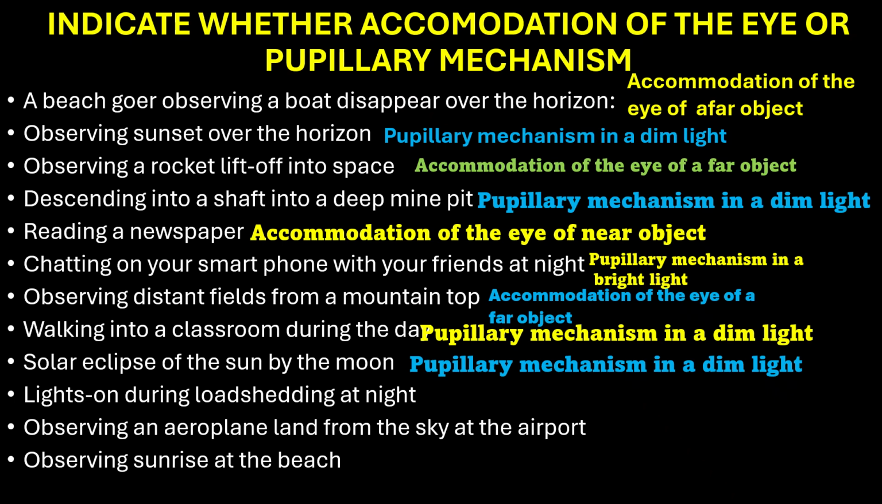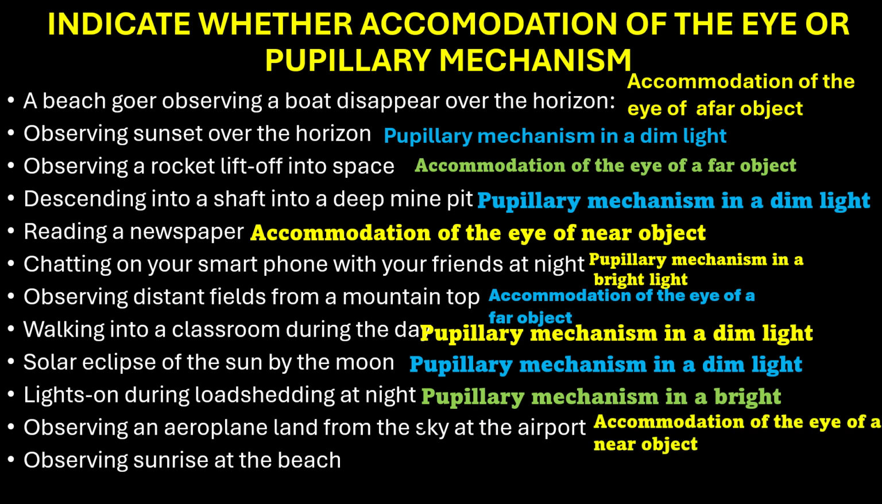But then once the light returns and the lights are on, the power of the lights returns, you'll be experiencing pupillary mechanism in bright light. And then observing an airplane land from the sky, that is, the airplane is coming towards you. This one deals with distance, it is accommodation of the eye for a near object.